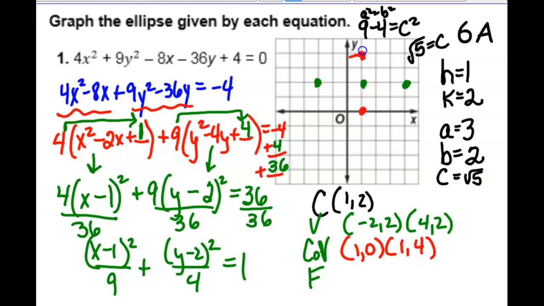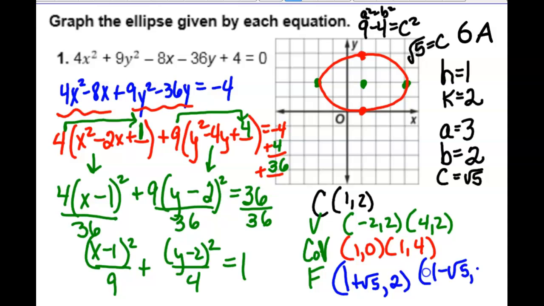Then we can draw it. And which way should the foci go? Left and right, because they're on the longer one. Left and right means we're going to add them onto the x. So 1 plus the square root of 5, and the 2 from the vertices stays, and 1 minus the square root of 5, comma 2.